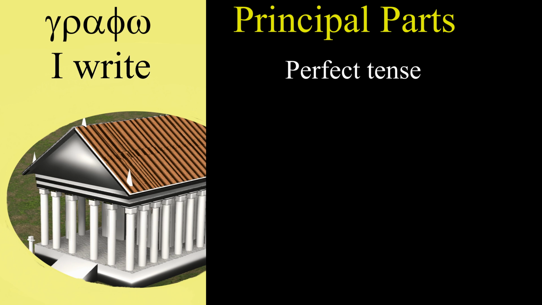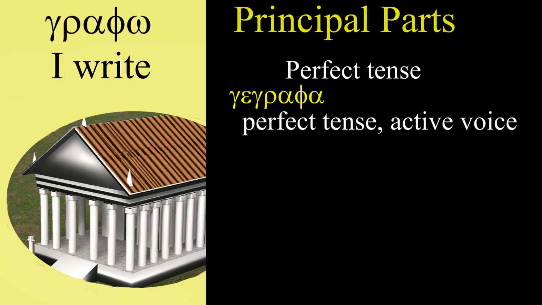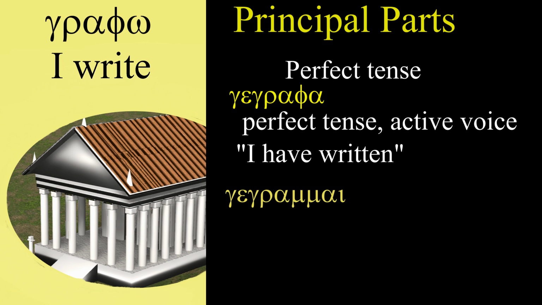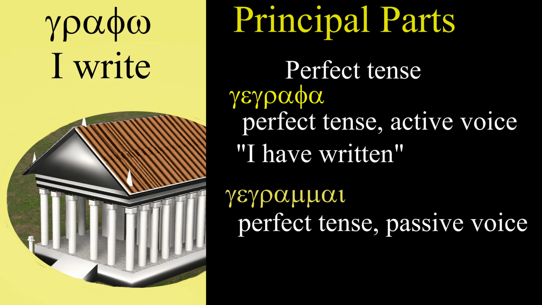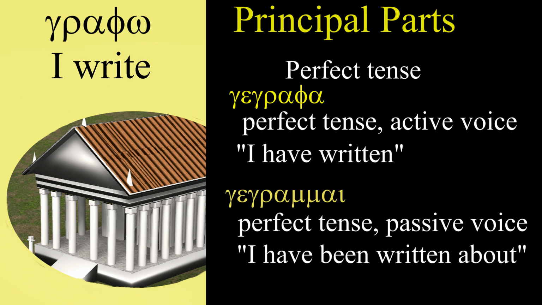Now let's compare the two perfect principal parts and contrast their voices. Grapha is active, meaning the subject of the sentence is doing the action. Thus, grapha is I have written. In contrast, grame is passive, meaning the subject of the sentence is being acted upon. Thus, grame is I have been written about.